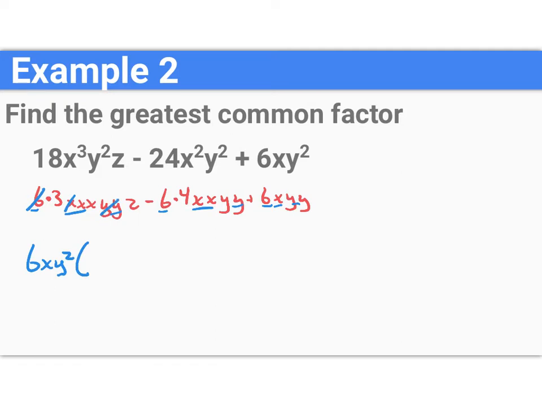What's left? 3x squared z minus 4, because we took out the 6. We took out 1x, we took out both y's, and 4x is all that's left. And in the final one, we took out both y's. The x and the 6.